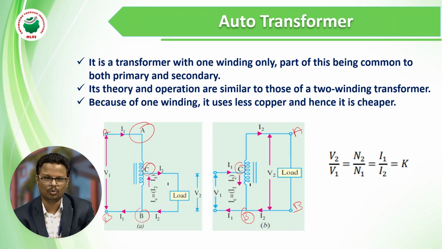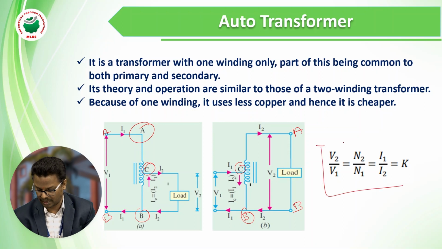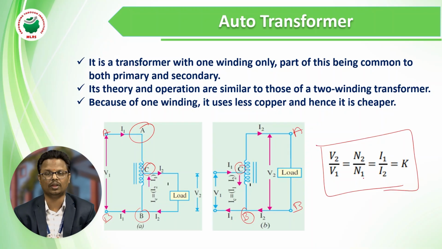If you use the two winding system, we require two windings, one winding taken separately for the primary and a second winding taken separately for the secondary circuit. But here we are taking only one winding, and that one winding itself acts as both primary and secondary winding. Okay, and here we have the transformer ratio equation: V2 by V1 equals N2 by N1 equals I1 by I2 equals K.